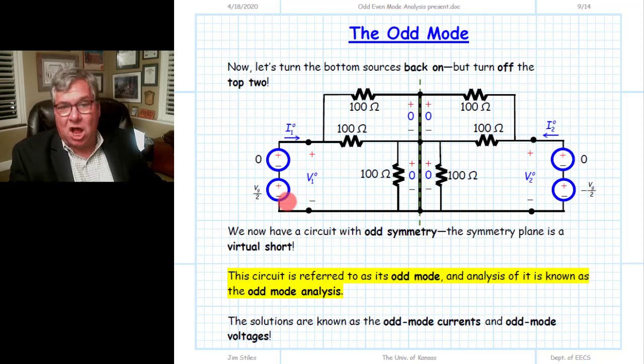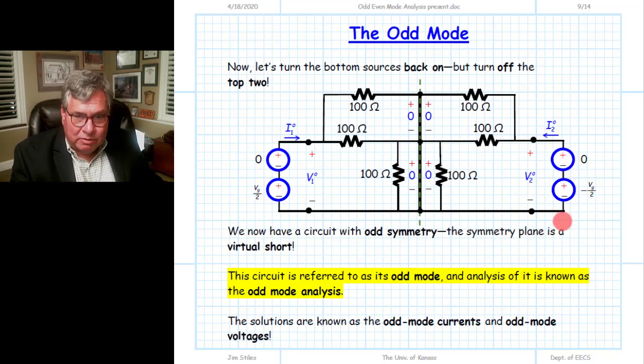We go back and turn on the first two sources that we turned off, restoring them to their original value. In this case, the bottom one was Vg over 2, but recall for the other side, that bottom source was a minus Vg over 2. And so what we have here on one side is a source of Vg over 2, and a source on this side has a value of minus Vg over 2.